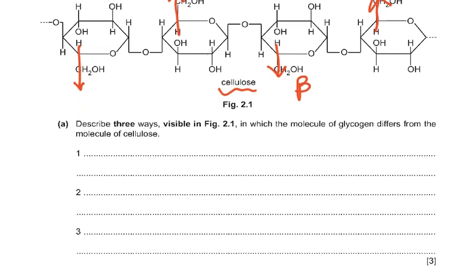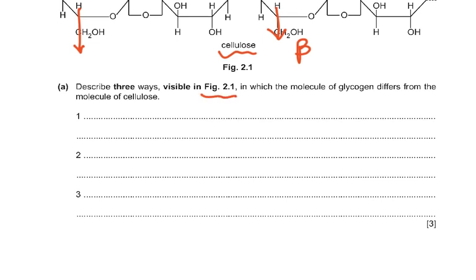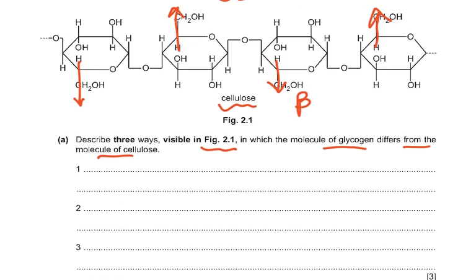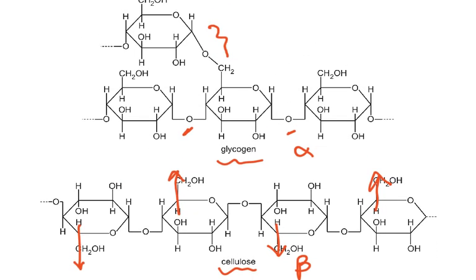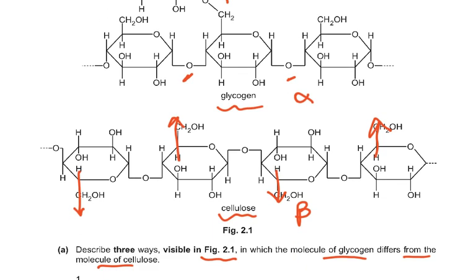Describe three ways visible in figure 2.1 in which the molecules of glycogen differ from the molecules of cellulose. Now, the first and the most important thing is glycogen is branched, cellulose is unbranched. You can see it here. This is the branching. Glycogen is branched while this is all straight, it's unbranched. There's no branching. Then the monomer is alpha glucose in glycogen, cellulose is made up of beta glucose. And then in glycogen, there are 1,4 and 1,6 glycosidic bonds. In cellulose, there are only 1,4 glycosidic bonds.